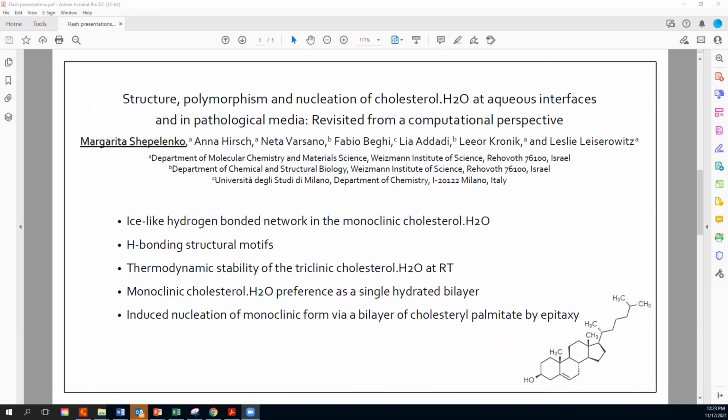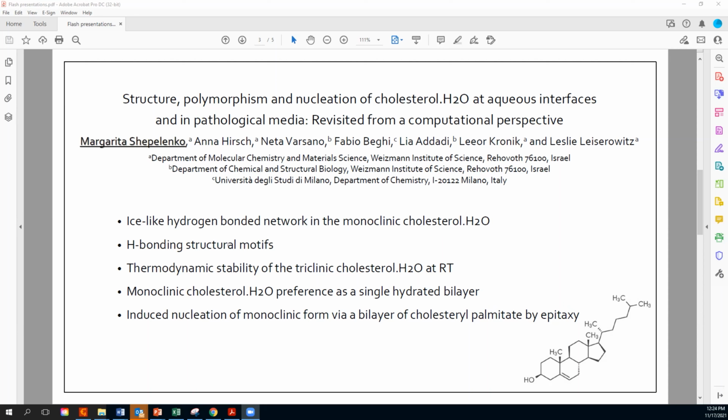Thank you. Good afternoon. My name is Margarita Shepelenko. I'm from the Weizmann Institute, and my poster summarizes a computational study on cholesterol monohydrate molecular crystal, which is of relevance to atherosclerosis. We obtained detailed structures of the triclinic and monoclinic polymorphs, revealing an ice-like hydrogen bonded network in the monoclinic form, which is different from the hydrogen bonding motif of the triclinic.